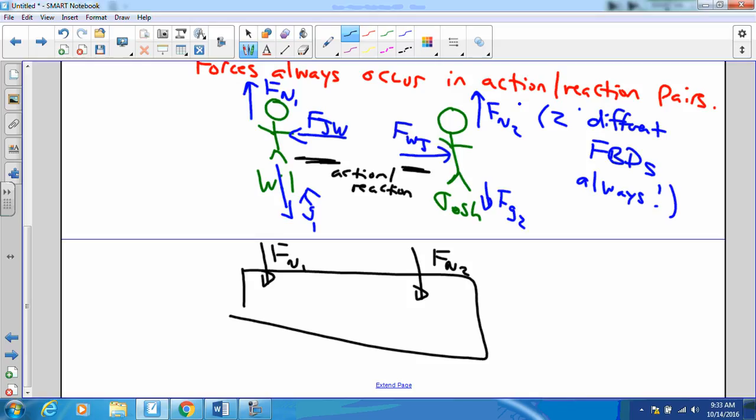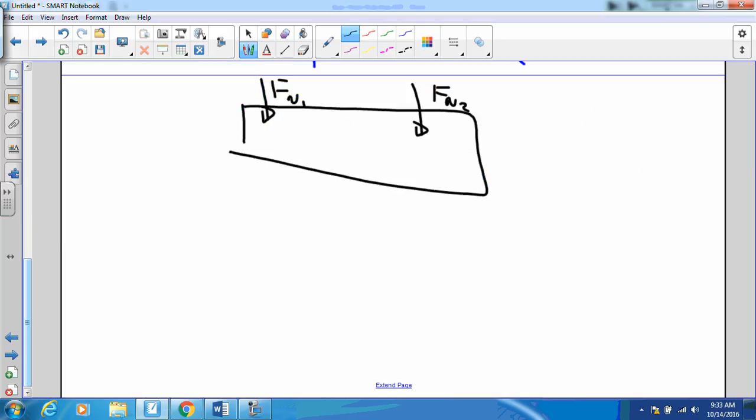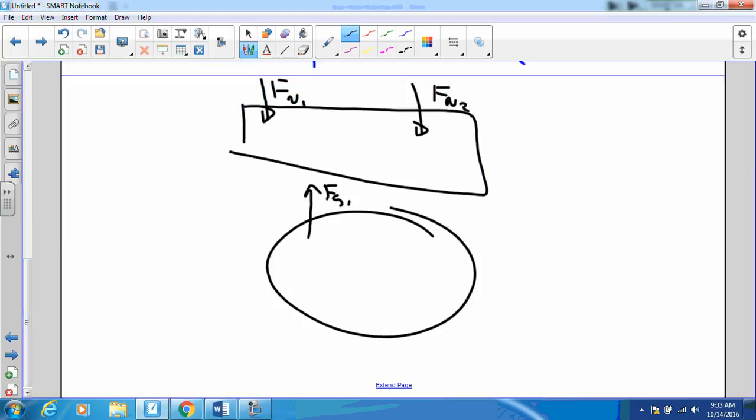What object is exerting the force of gravity on Will and on Josh? The Earth. So to get the action-reaction pair for those forces, I would need to show the planet in my free body diagram. And drawing not to scale, here's the planet. That's good. And here comes FG1, and here comes FG2, just like that.